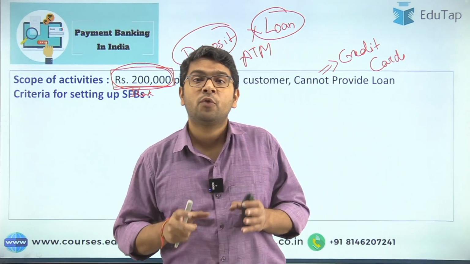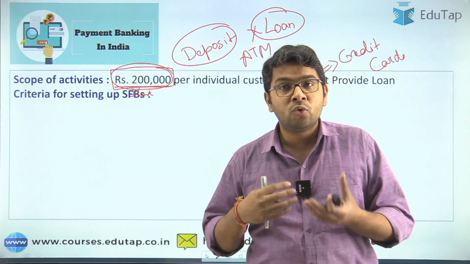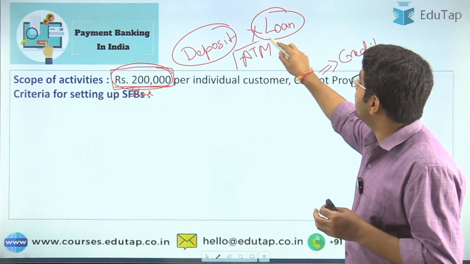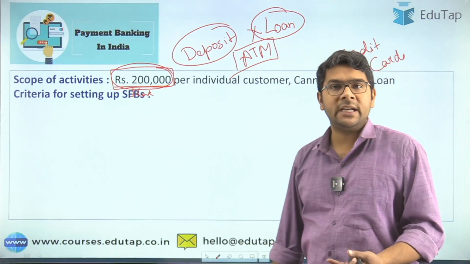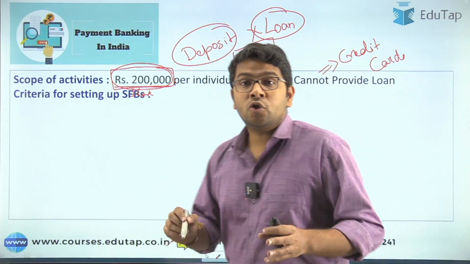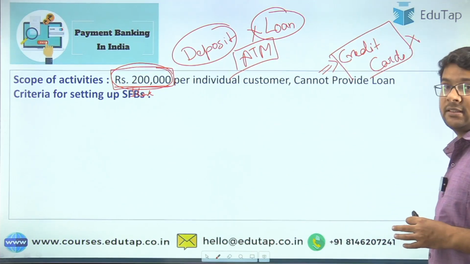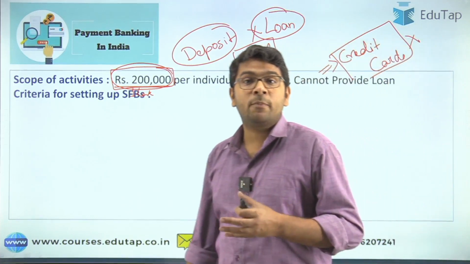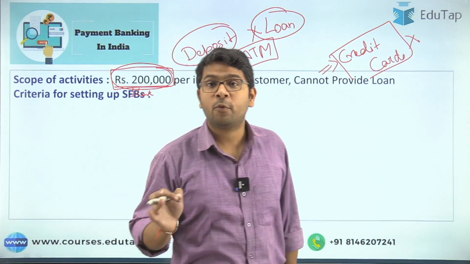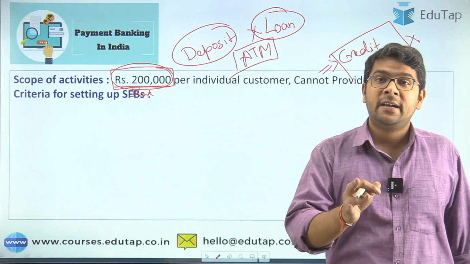As these banks provide you the deposit facilities, you can do the withdrawal of your deposit amount. So these banks provide you ATM facility. They can provide you ATM facility, but as they cannot provide you loans, they cannot provide you credit cards. Credit cards are not provided by the payment bank. So all the payment banks that are out there cannot provide you credit cards. The logic behind that I already explained.